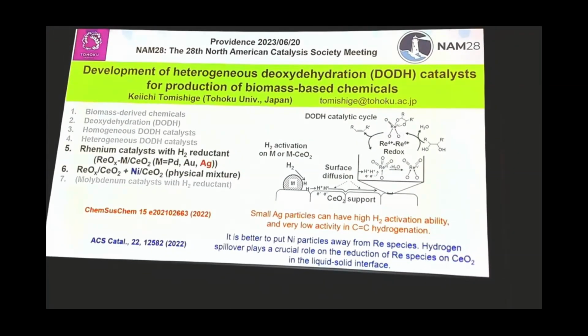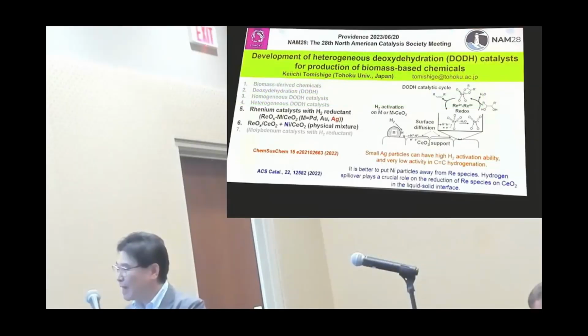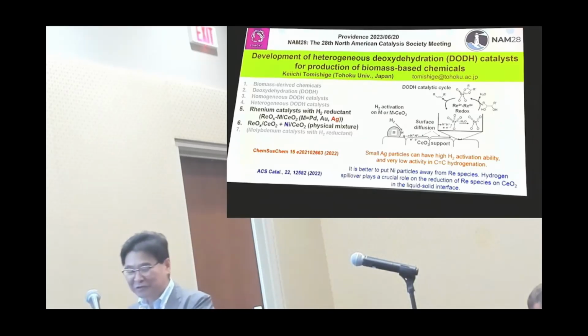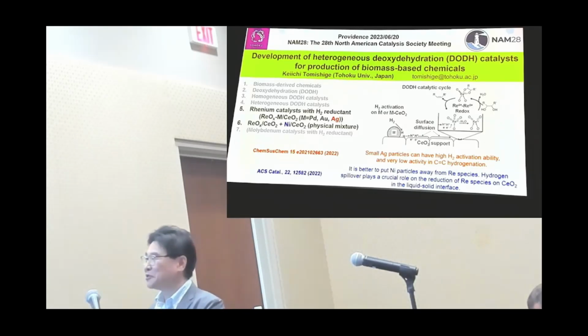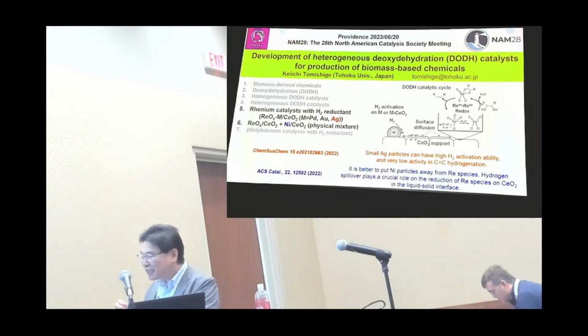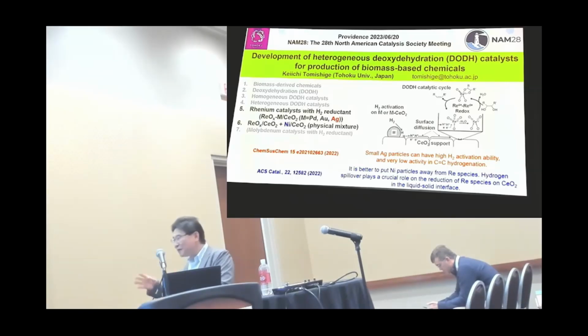Okay, let me summarize my thoughts. Small silver particles can have high hydrogen activation ability and very low activity in the C=C hydrogenation, which is a little different from the gold case. And it is better to put nickel away from the rhenium species. The physical mixture catalyst is so good.